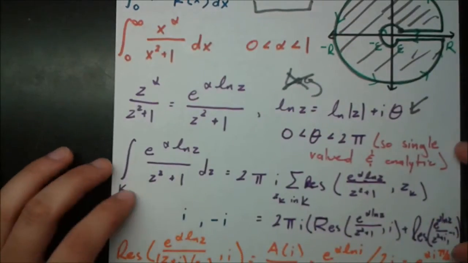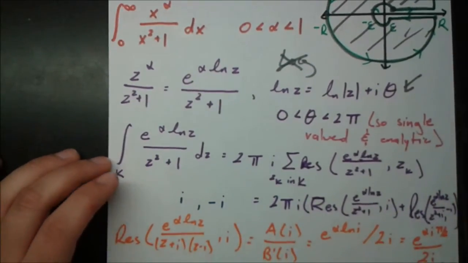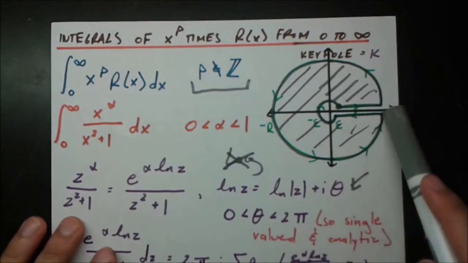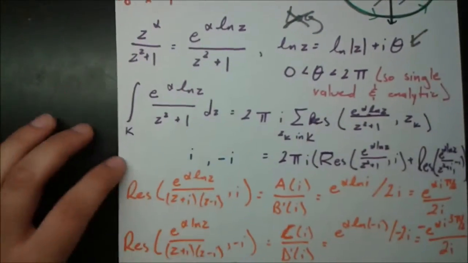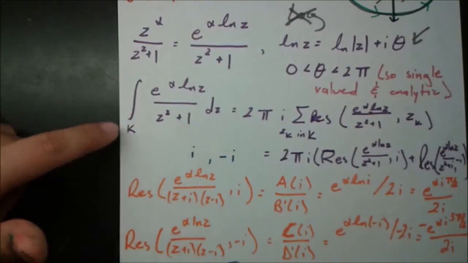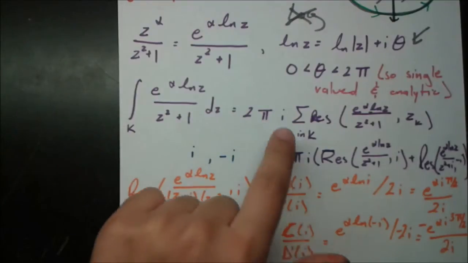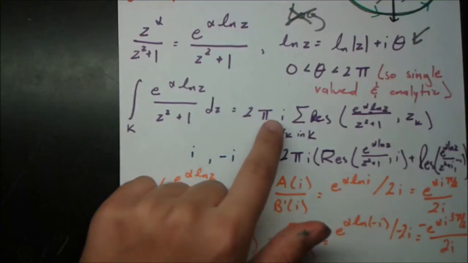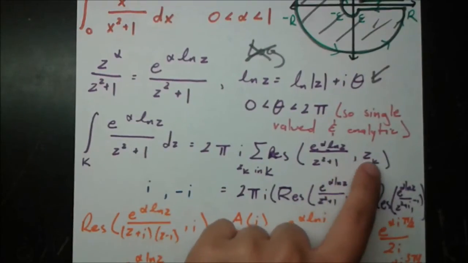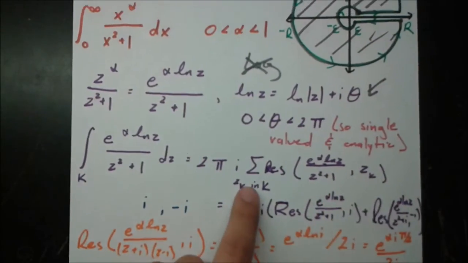Okay, so with that in mind, let's go ahead and set out to solve this problem. I'm going to define K as the keyhole contour. So wherever you see a K, that just means the whole keyhole contour. Okay, so we have the integral over K of e to the alpha ln z over z squared plus 1 dz, which is equal to, by the residue theorem, 2 pi i times the sum of the residues of this integrand, z sub k, where z sub k are isolated singularities inside K.